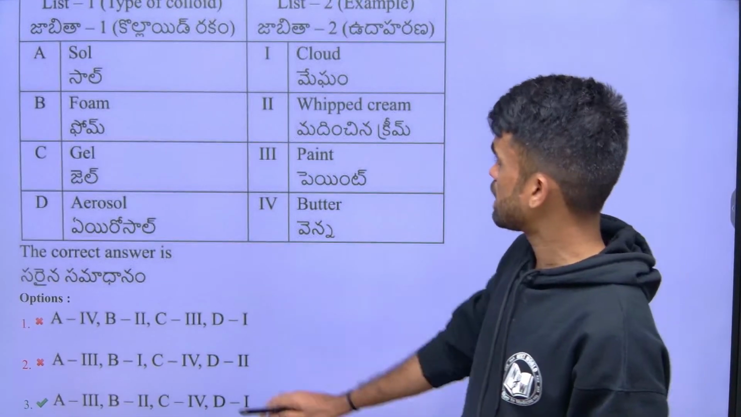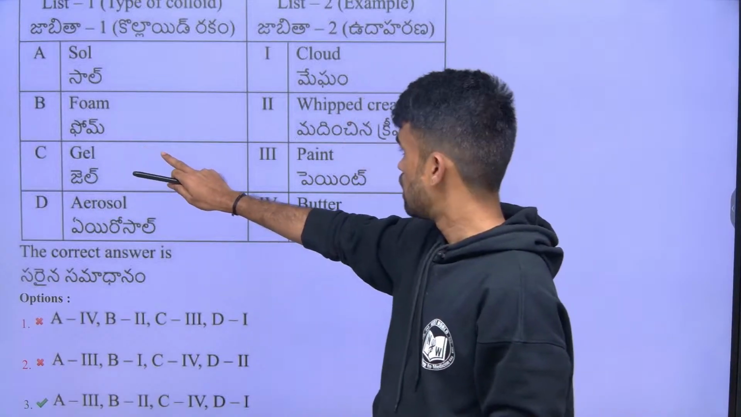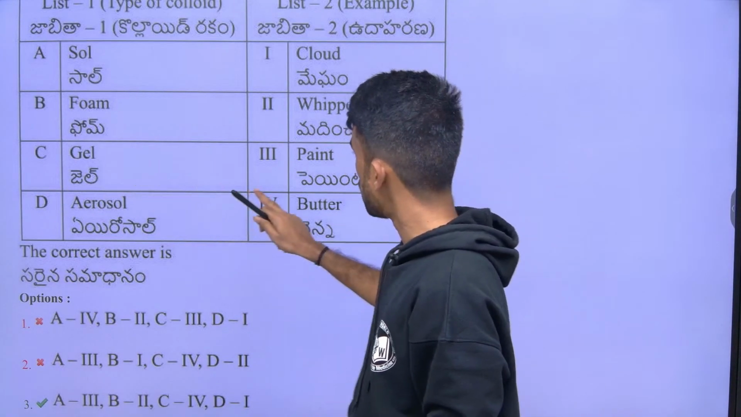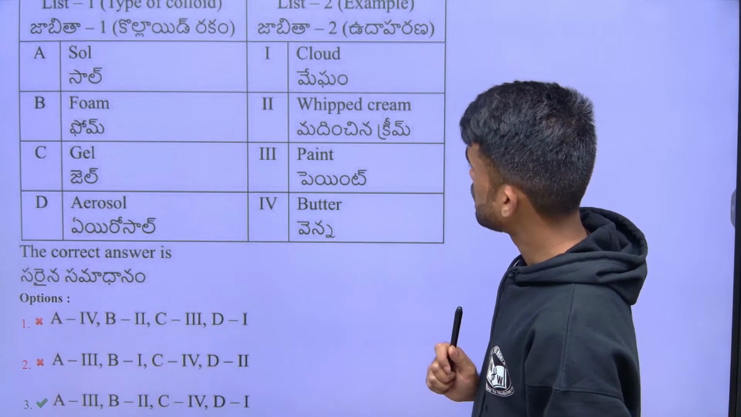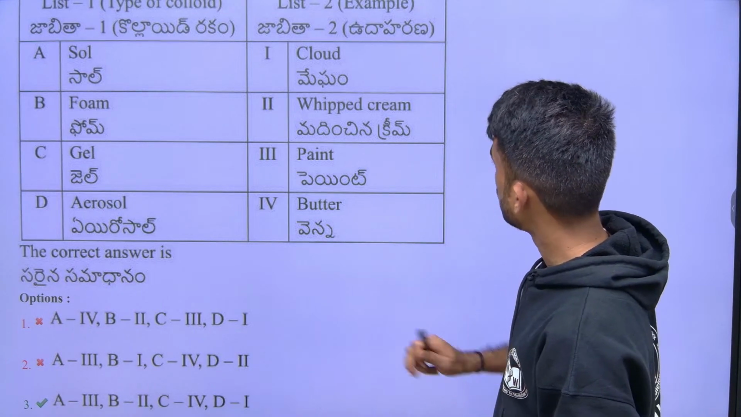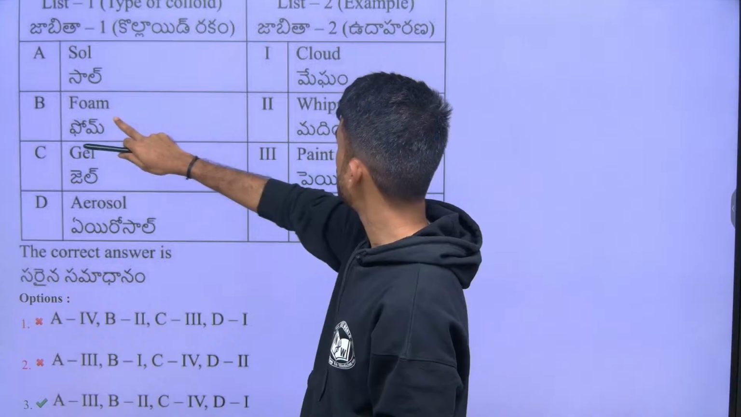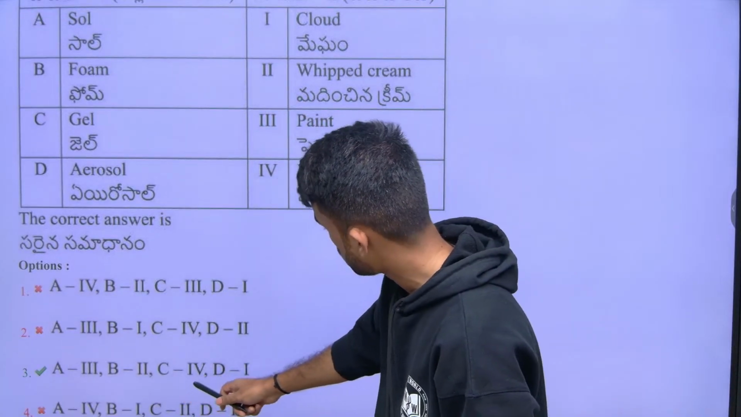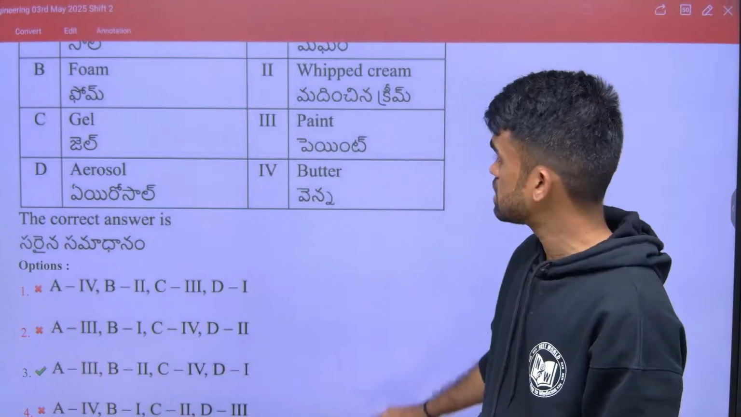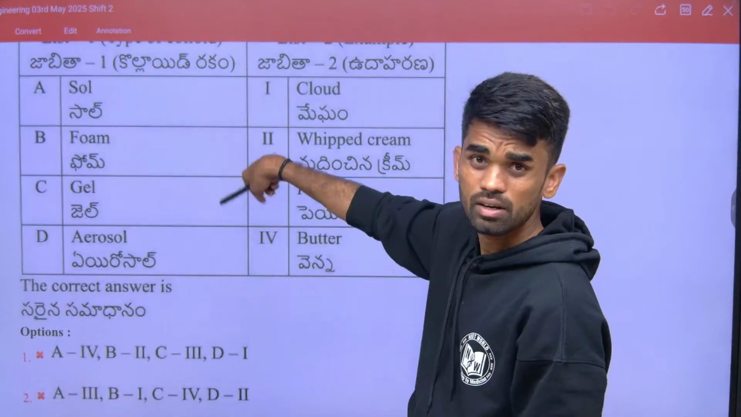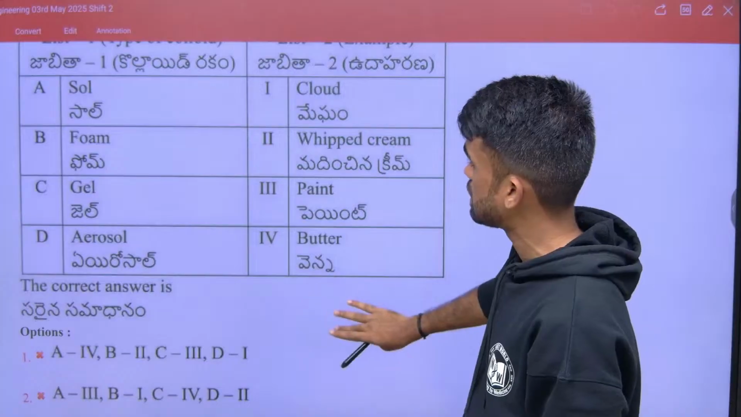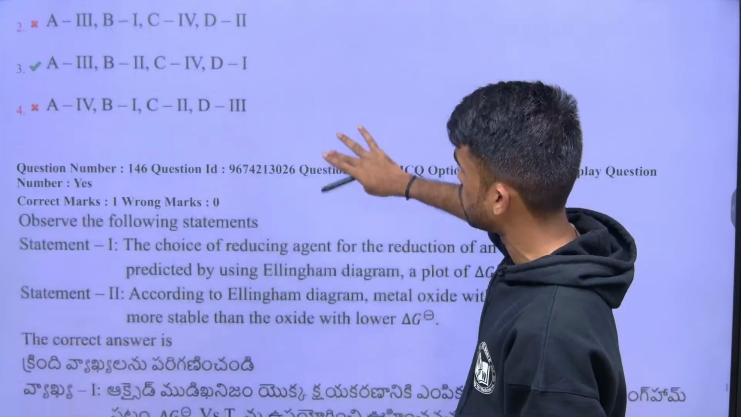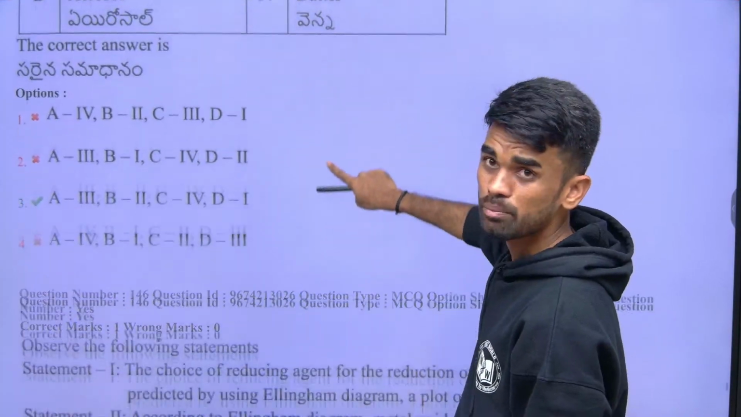We will generally take butter or curd as the example, right? So C4. And then next, foam is what? Whipped cream is foam. So B2. So C4, B2, and the third option is correct now. This is based on the general examples which are there in the NCERT or your Telugu Academy book only. I hope it is clear how we are matching it.